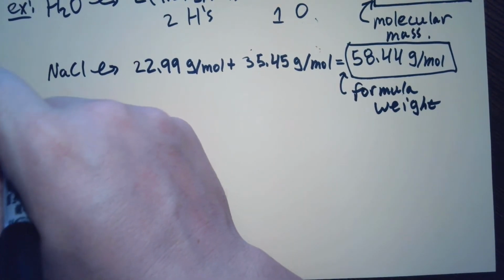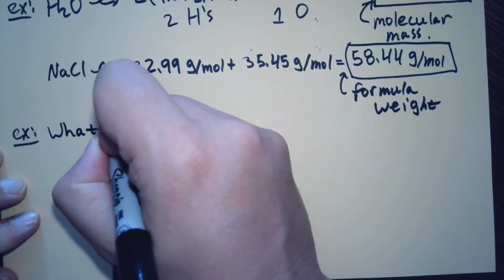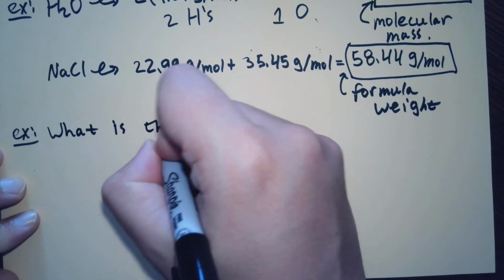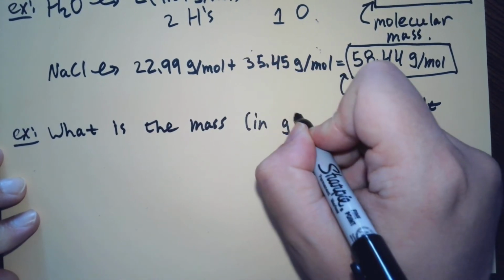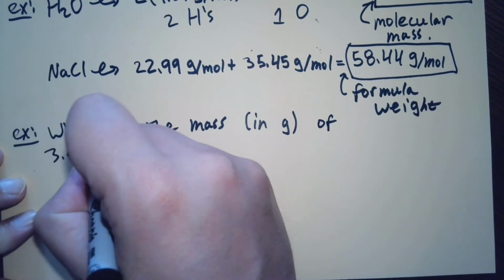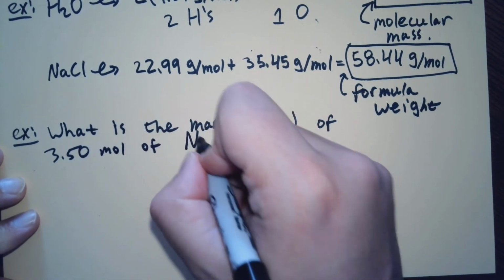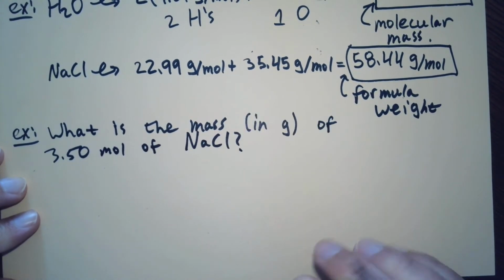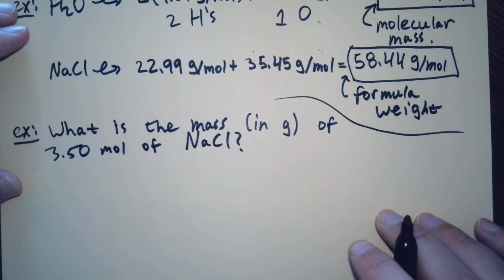And as an example of that, we could ask something like, what is the mass in grams of 3.50 moles of NaCl? Well, you thought I was going to choose water? Come on. Okay.